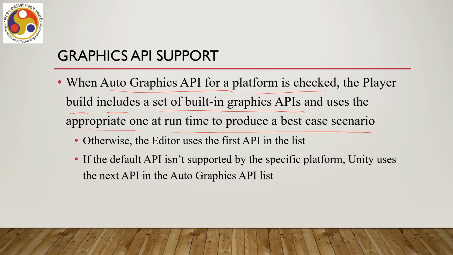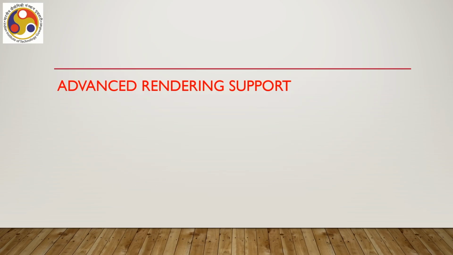Now, if this Auto Graphics API is not checked, then what happens? The editor uses the first API in the list. If the default API is not supported by the specific platform, then Unity uses the next API in the Auto Graphics API list, and in this way it continues till it finds the appropriate match. So, that is about library support.